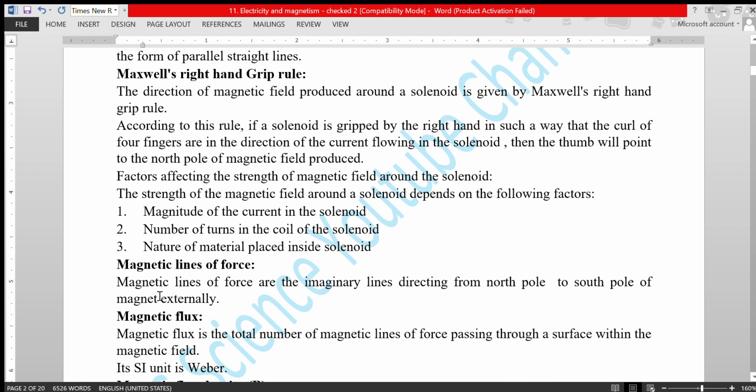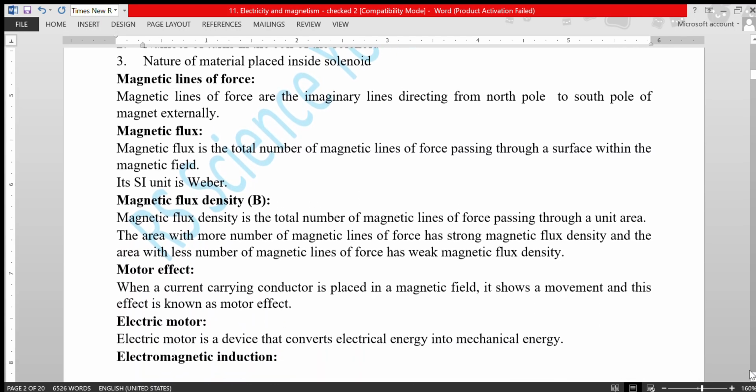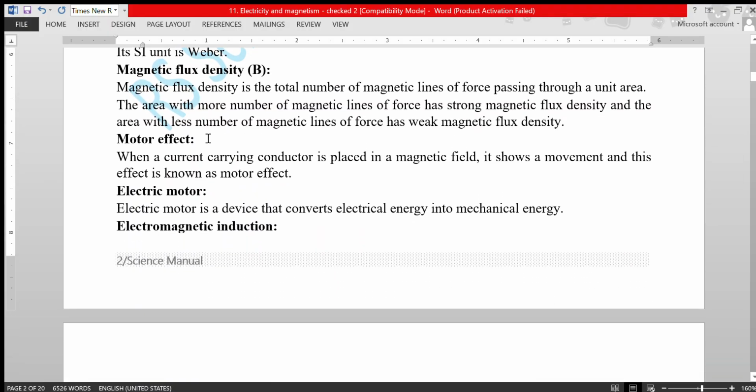Magnetic lines of force. Magnetic lines of force are the imaginary lines directing from north pole to the south pole of the magnet externally. Magnetic flux: magnetic flux is the total number of magnetic lines of force passing through a surface within the magnetic field. Its SI unit is Weber. Magnetic flux density: magnetic flux density is the total number of magnetic lines of force passing through a unit area.